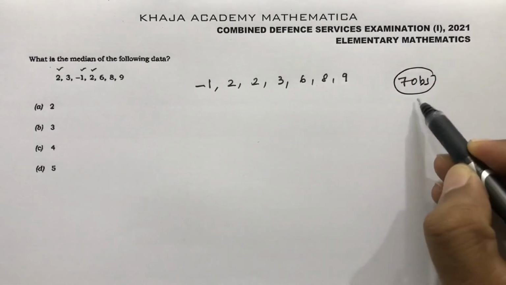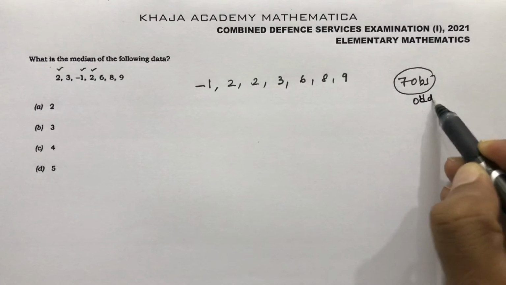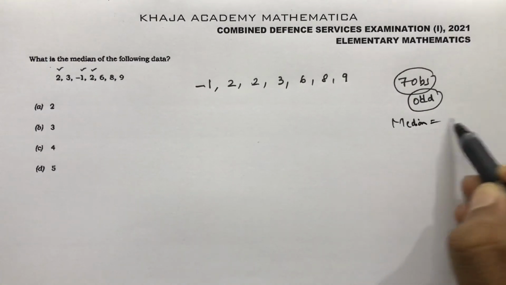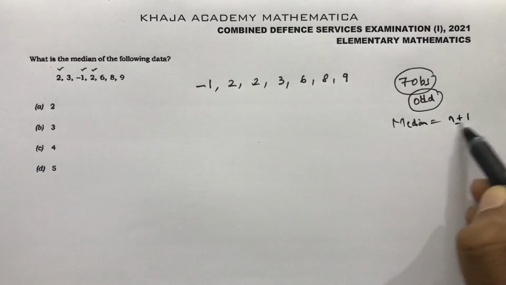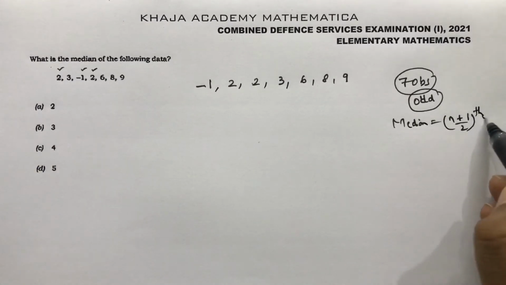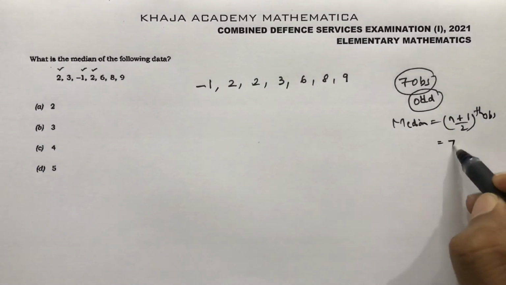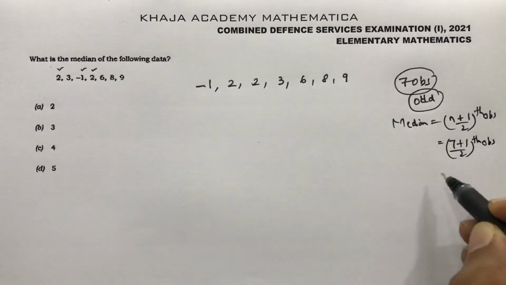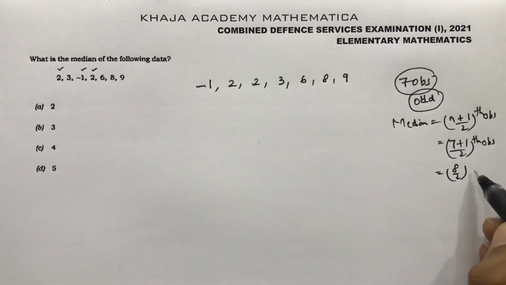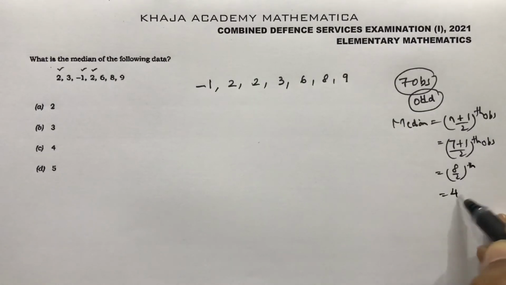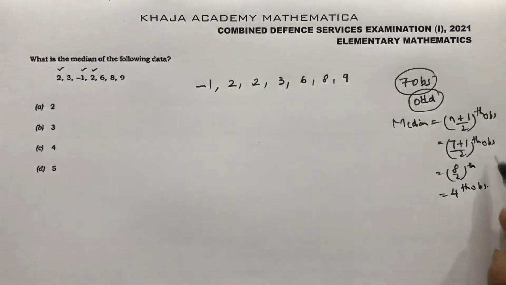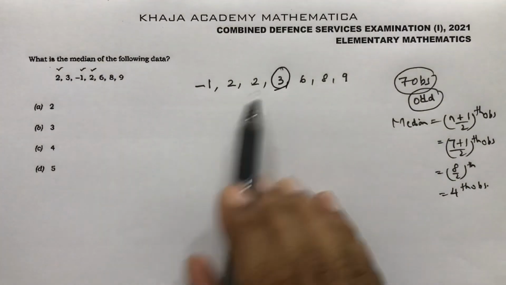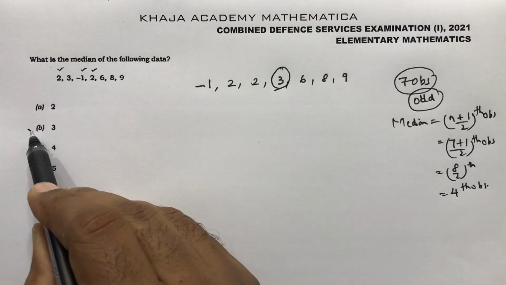7 observations. 7 is an odd number. If it is an odd number, the median formula is the (n plus 1) by 2 observation. So here 7 plus 1 by 2, so 8 by 2, that is the fourth observation is the median. This is actually a formula. The fourth observation here is 3. So the median is 3. The correct option is B.